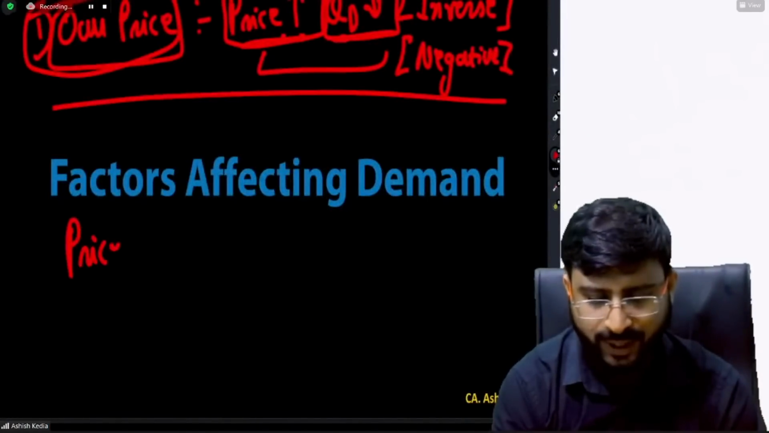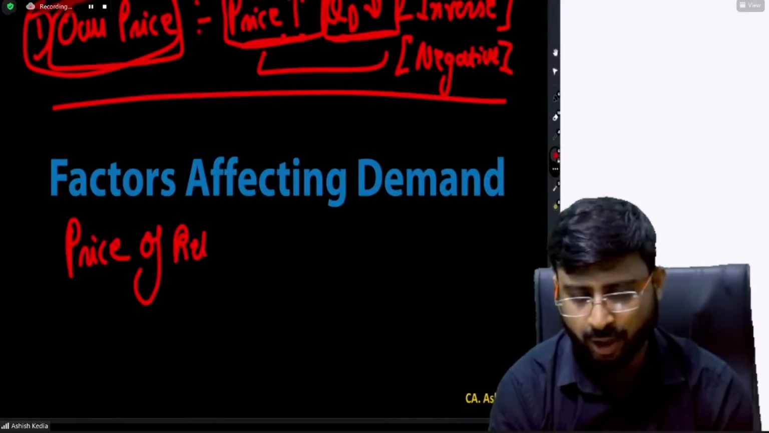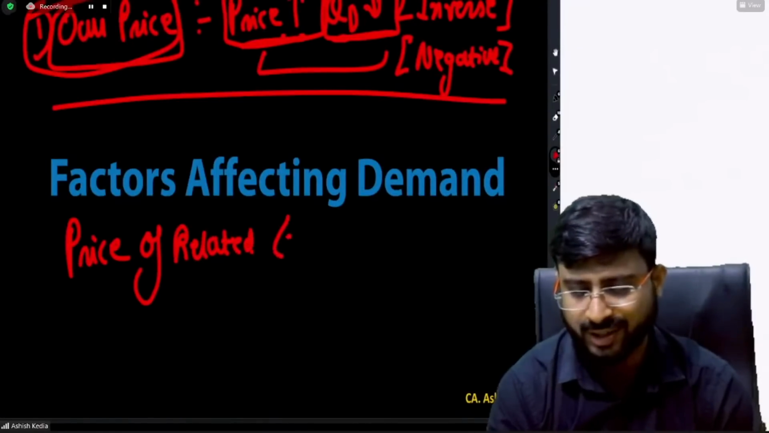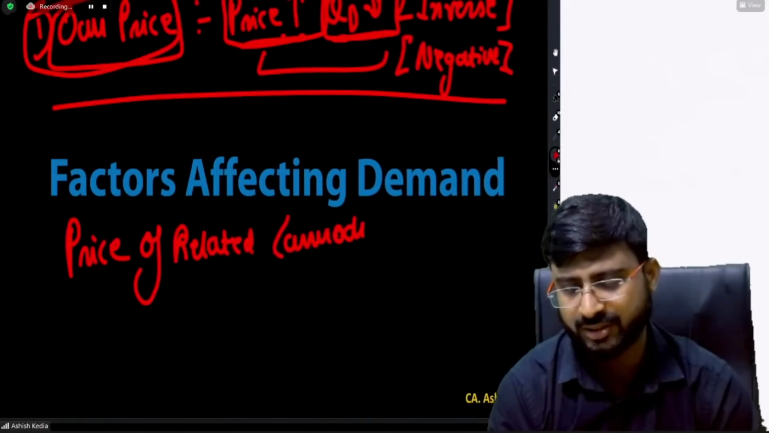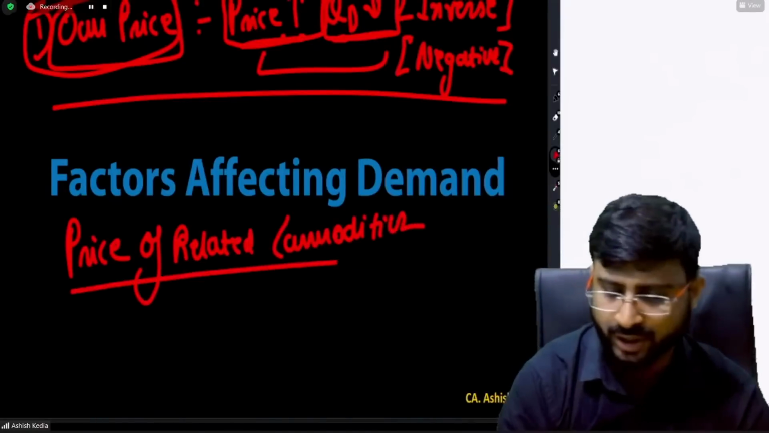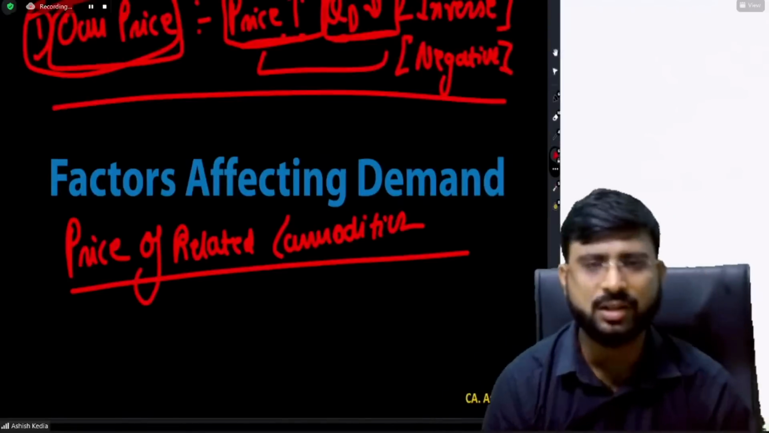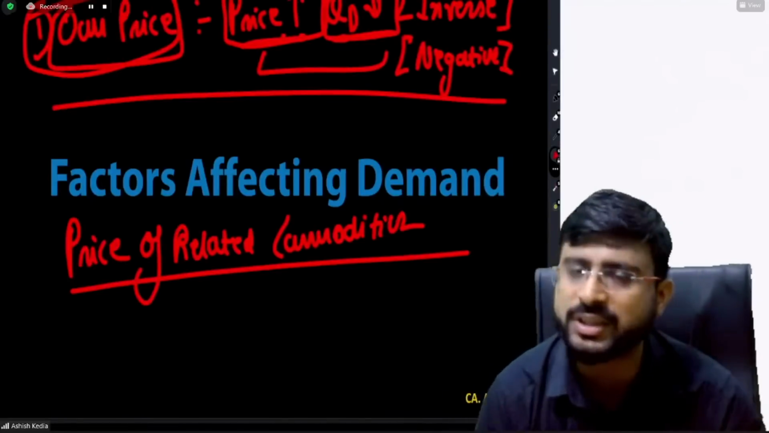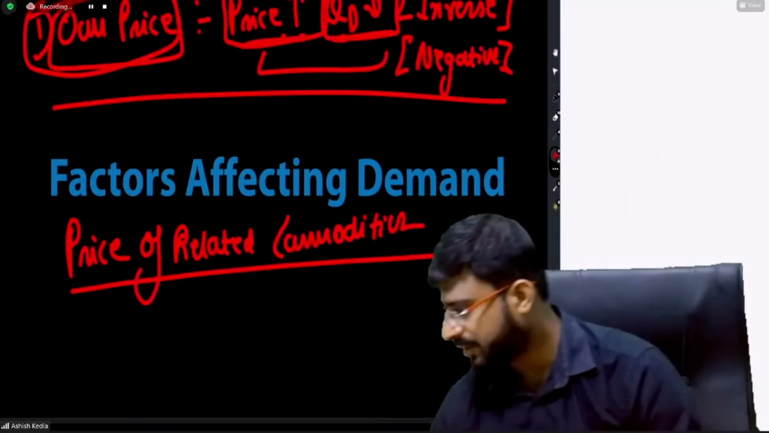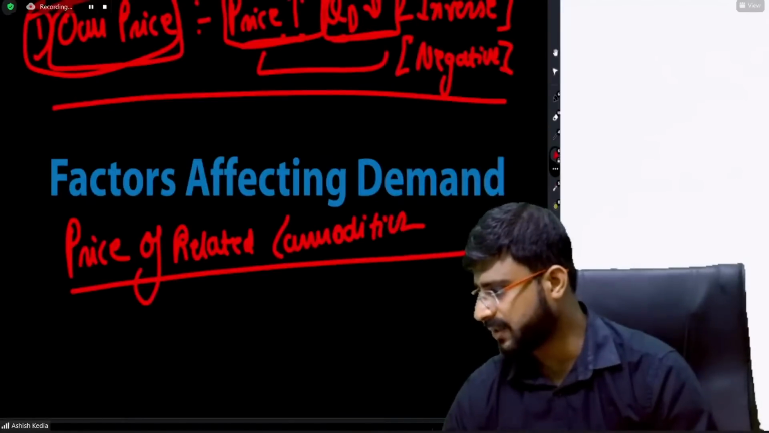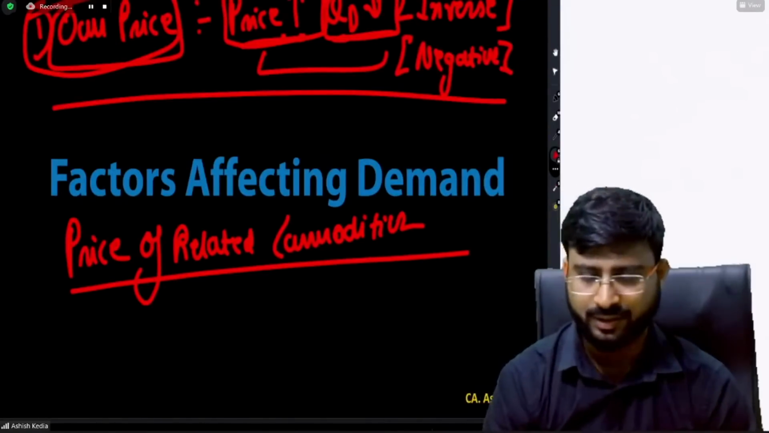What is it? Price of related commodities. Sir, our question is, how many types of related commodities are there? Now everyone pay attention.